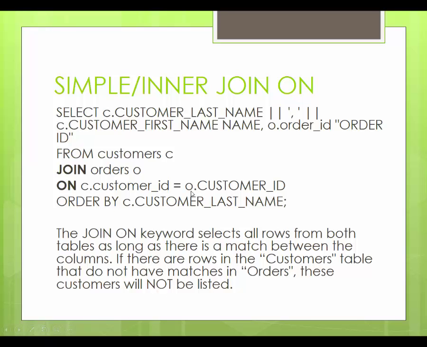Customer ID in my customer table is my primary key. Customer ID in my order table is my foreign key. But we're going to make sure that they equal. And then we're going to order them by the customer last name. And there's a description down there below. But what I'm going to do now is switch over into SQL and actually go through and run this so we can see it.